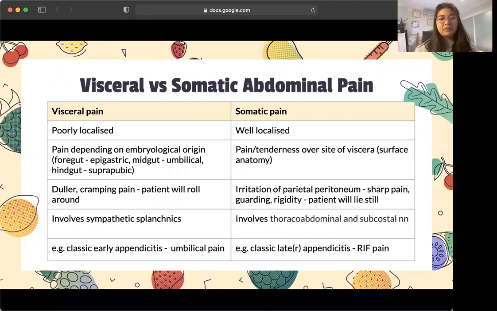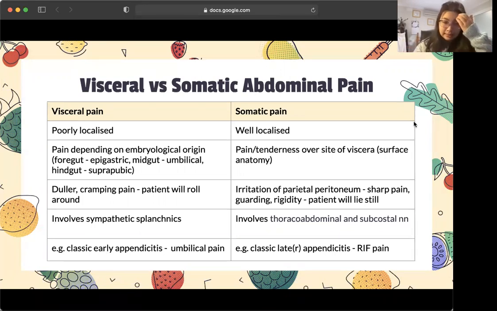Classically, this pain is going to be rolling around trying to get comfortable. They're going to be in a lot of pain, but they're not going to be in the same type of rigid, guarding pain that you get with irritation of the parietal peritoneum. So that your patient will be completely still, like a board.